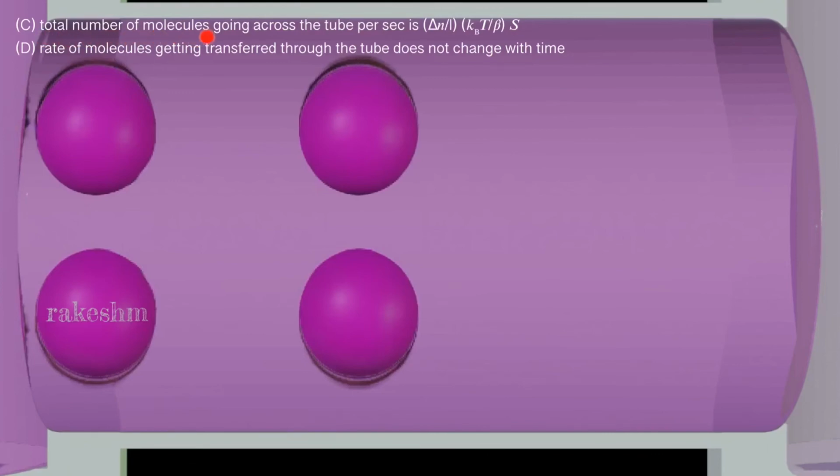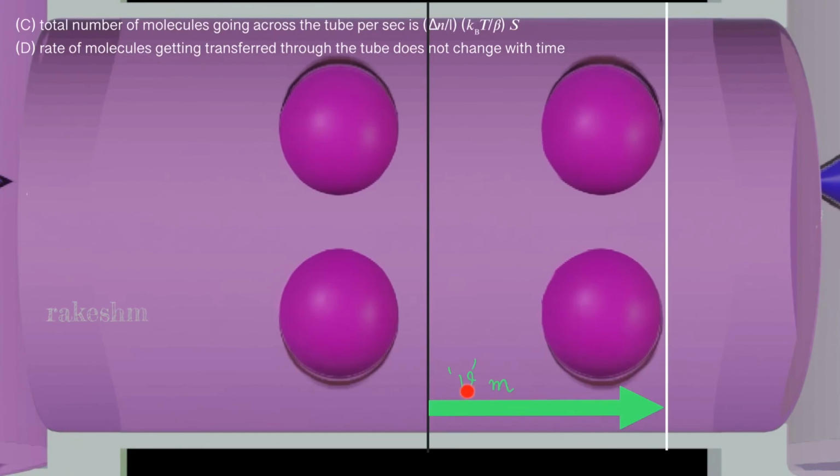The total number of molecules going across the tube per second is delta N by L into KBT divided by beta into S. Let us consider this as a reference line, and in 1 second this molecule moves by a distance V. This length here is V meters. So all the molecules in this region have crossed this cross-section area in 1 second. So we can say the number of molecules in this region is the number of molecules going across the tube in 1 second.